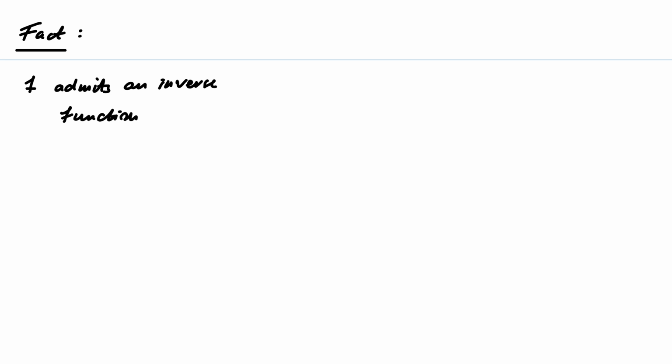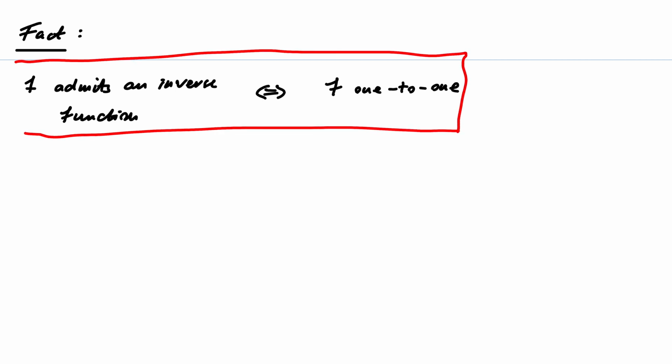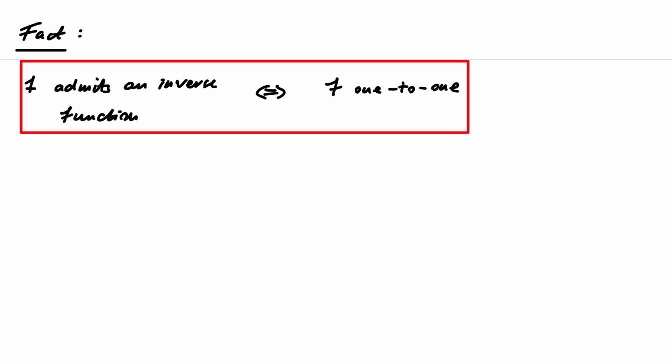So here is a nice fact. f admits, or has, an inverse function if and only if it's one-to-one. This is a big reason we singled out this property, one-to-one, because it's totally crucial to the concept of an inverse function. So if we have a one-to-one function, we know there's an inverse now.